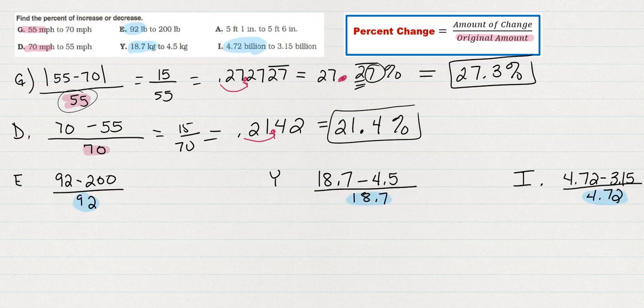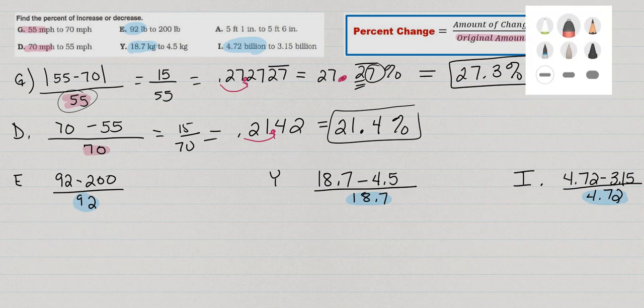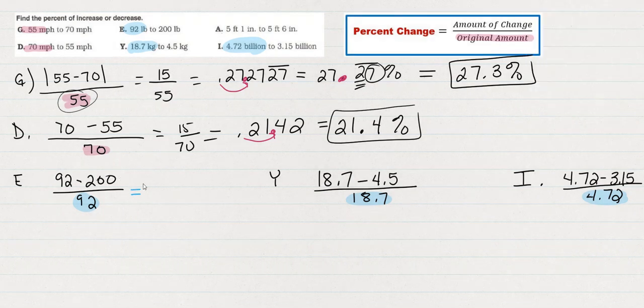As I scroll through a few more examples, this 92 pounds up to 200 pounds, I'll do 92 minus 200 and divide by 92. Ignore the positive or negativeness. And as I work those out, 92 minus 200 divided by 92, that's a pretty big increase, right? It's more than 100%. We've more than doubled from 92.